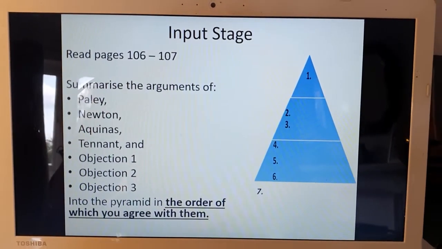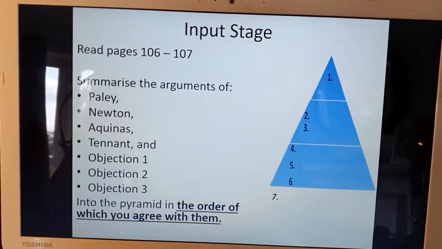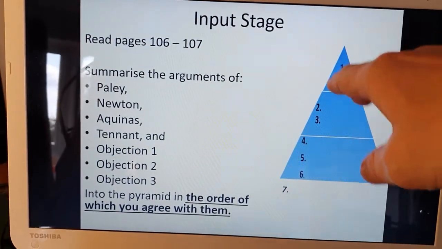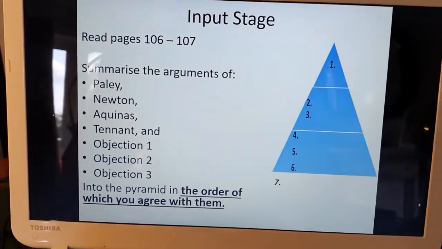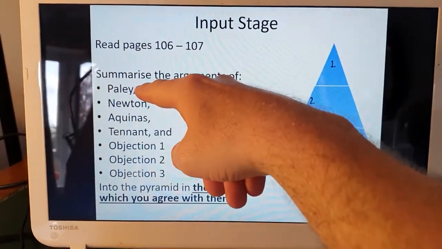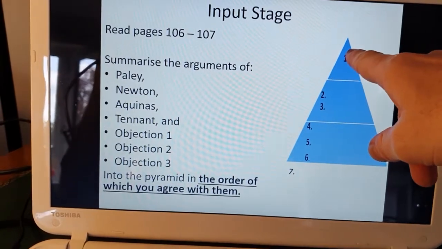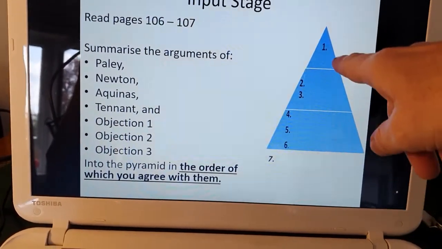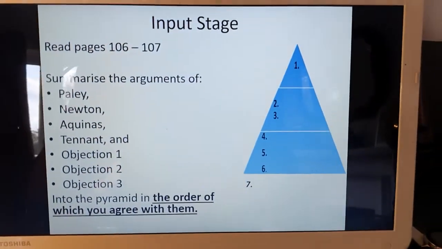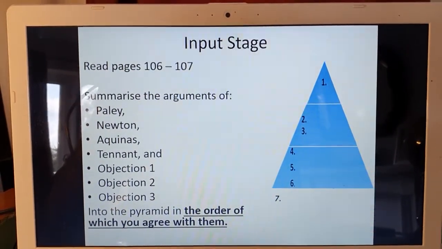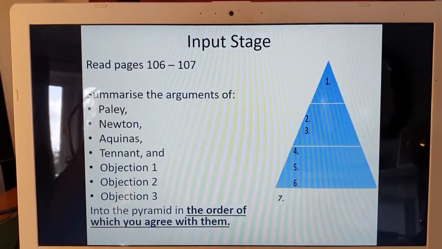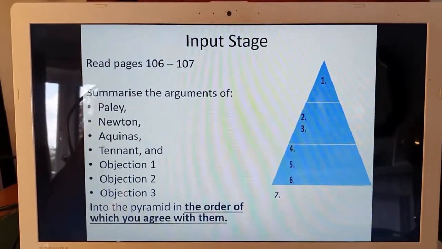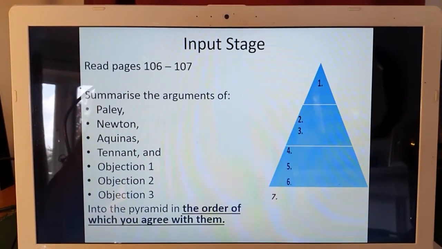So you could divide your page into two and have arguments for on one side, arguments against on the other. Or you could set it out like I've done here with a pyramid, in order of how agreeable or how coherent you think these arguments are. So if you think Paley's got the best explanation because of his watch theory, you might put him at the top. But if you think his idea is rubbish, you might put him down the bottom, and you might put Bertrand Russell at the top. So however you go about setting out your work is fine. I'm not too fussed about that. Make your own decisions on how you set it out, but just create some way of showing that you A, understand the arguments, and B, understand and can evaluate which ones you think are the best ones.